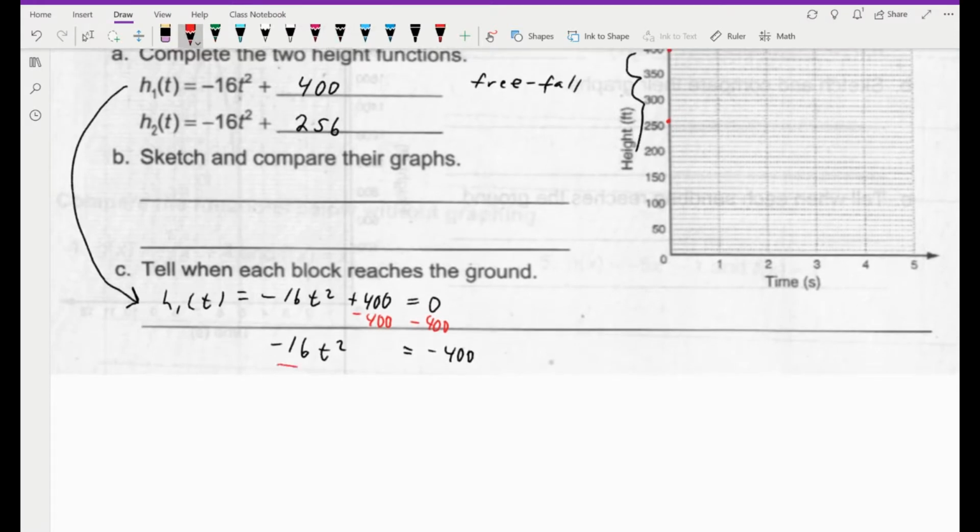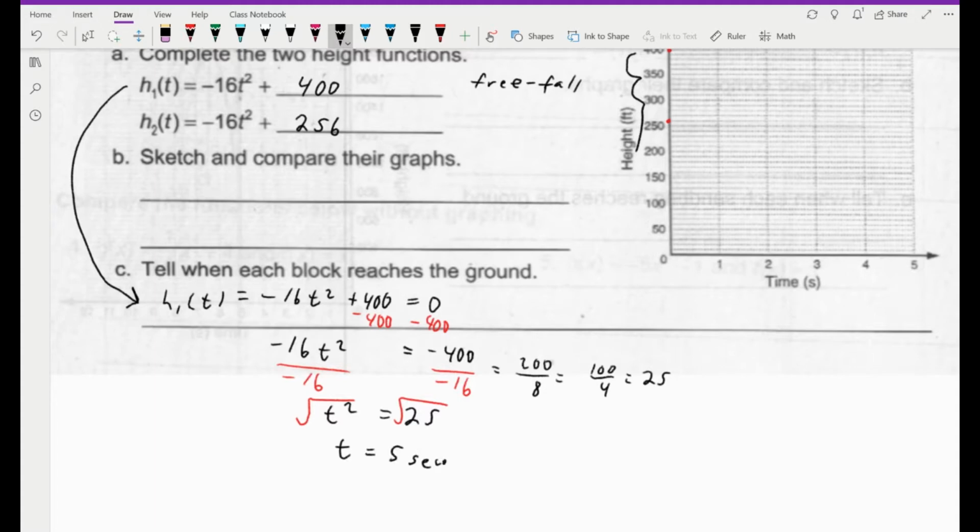Now we can divide both sides by negative 16. So we'll get t squared is equal to negative 400 divided by 16. We could use a calculator, but I'll just reduce it here. I can go half and half. A negative over a negative is a positive. 200 over 8, which is going to be 100 over 4. And I know 100 divided by 4 is 25. So t squared is 25. Now we take the square root of both sides to solve for t, and t is equal to 5 seconds.